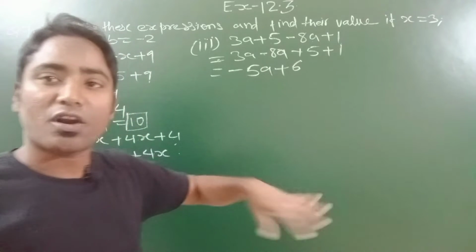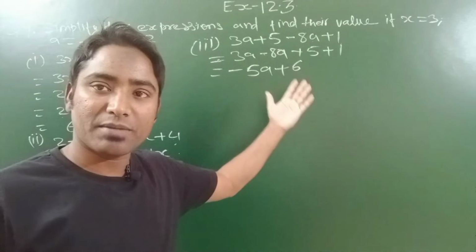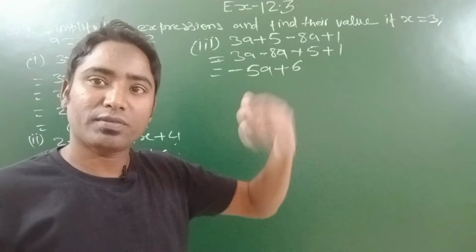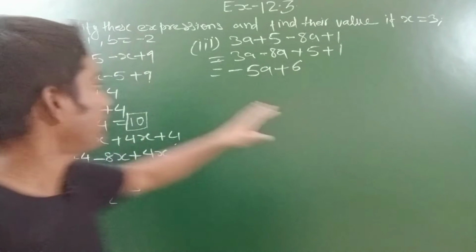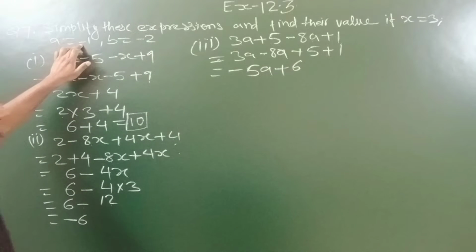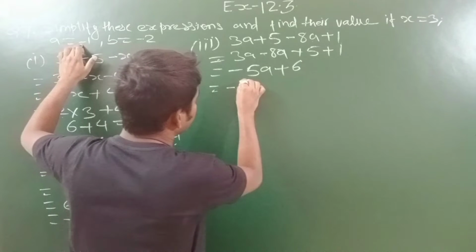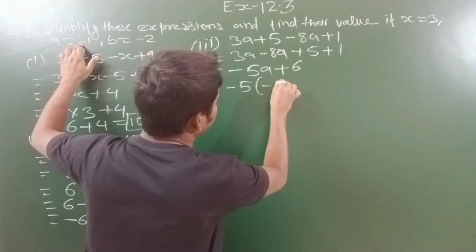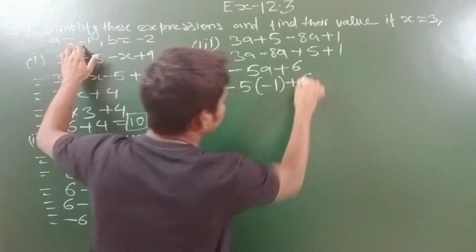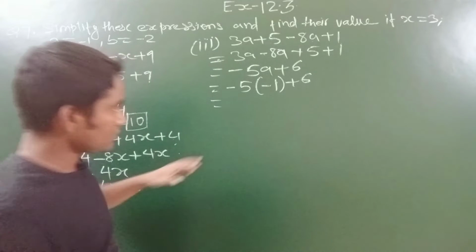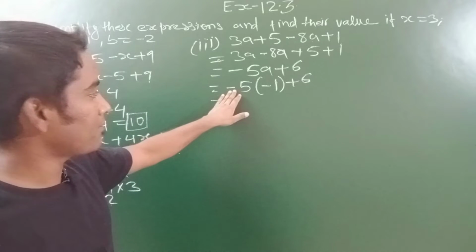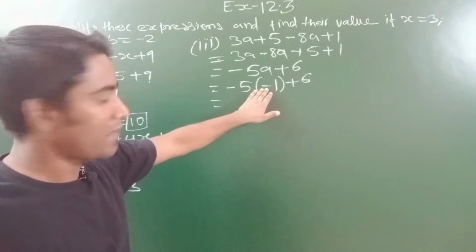Now here we are not having the variables x and b, so we will neglect them. Finally we will put the value of a only, that is a is equal to minus 1. So here minus 5 as it is and plus 6 as it is. Now if you multiply, before 5 there is a minus sign and before 1 there is a minus sign.